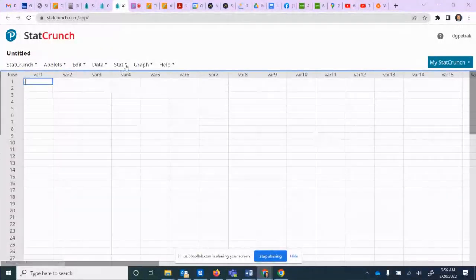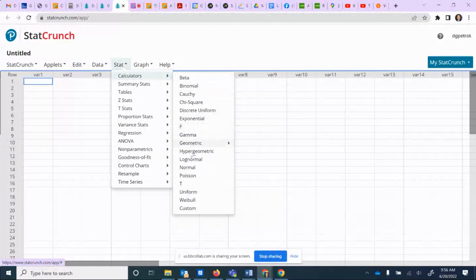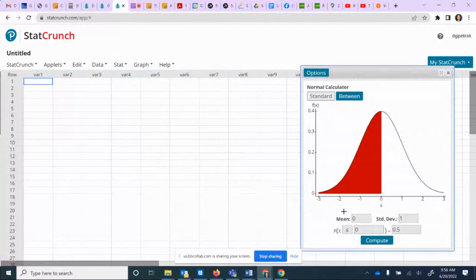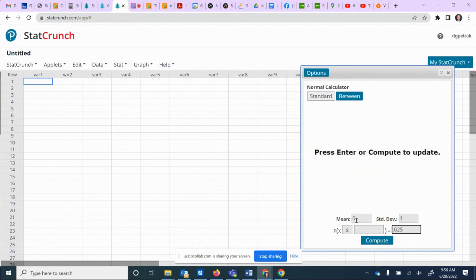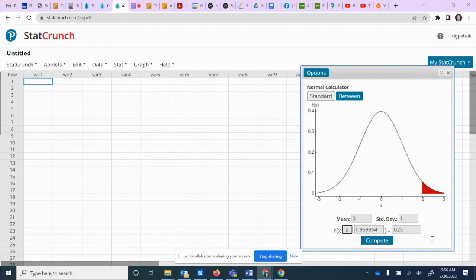Yep. StatCrunch. All right, so I go to Stat, Calculators, Normal, and I just use the standard normal calculator, where the mean is 0 and standard deviation is 1. This gives me the percentage, and this is the z-score. So if I want the top 2.5% and I want to go greater than, there it is. So I know that about 1.96 standard deviations above the mean is the cutoff for the top 2.5%. That's where I got that number.